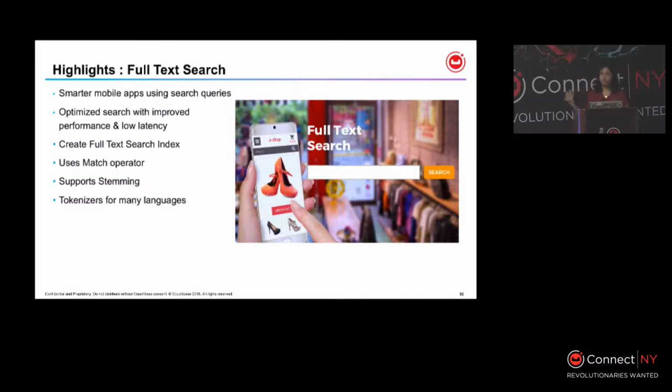If you're familiar with SQLite, we're using the match operator for that. We support stemming. For those who are not familiar with stemming, if I were to search for the word walk, it's going to look for other variants of the word walk. I can look for walks, walking, walked. It's going to match all of that stuff. We have built-in tokenizers for a lot of languages. You have to create a full text search index. I'll talk about indexes in a bit. And indexing is actually done eagerly as well. And of course, it's optimized for performance and low latency.